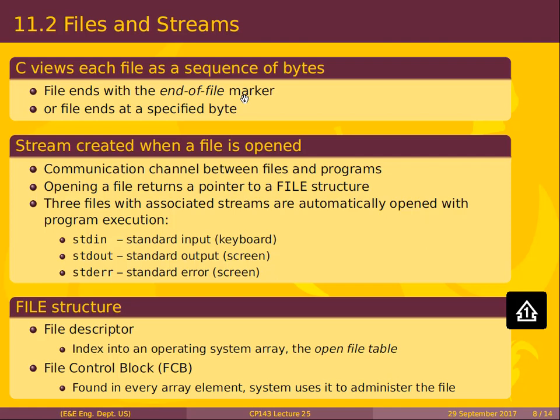Remember, your file sits there in secondary storage, and then we need to transfer information between that file and the program that resides in RAM. How does that work? To do that, we use a stream. A stream can be seen as a communication channel between the file and the program. When we open a file, it returns a pointer to what we call a file structure. And this contains information about how this flow of information can be handled.